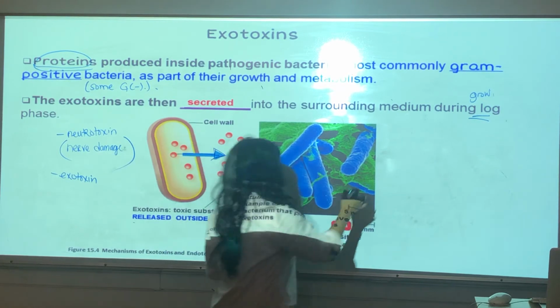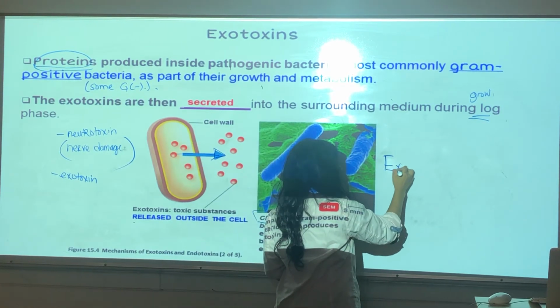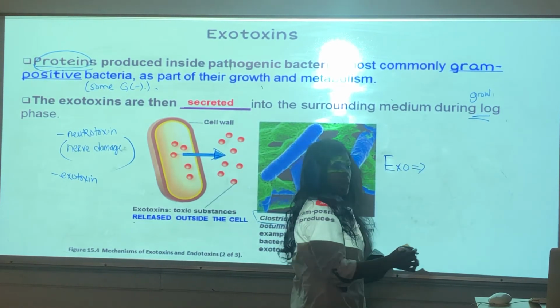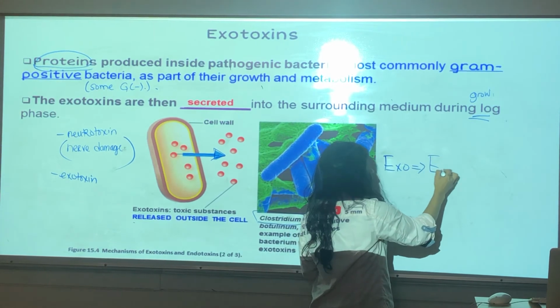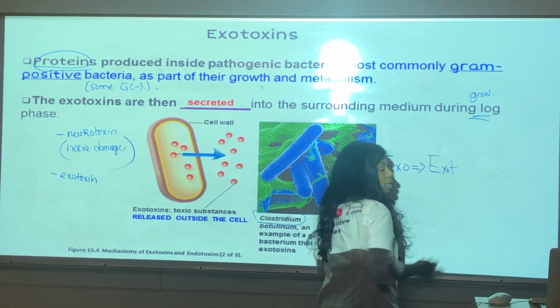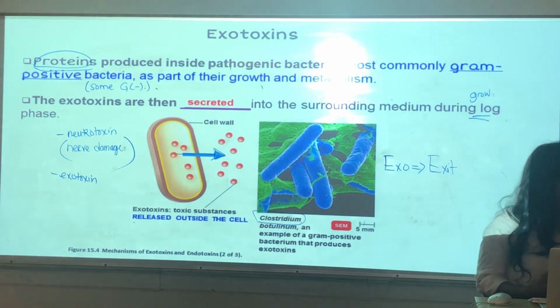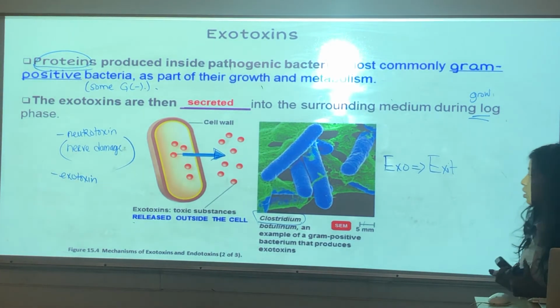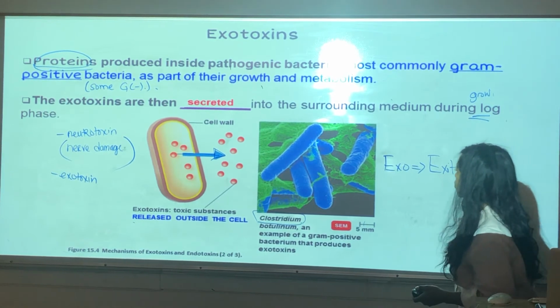Exo, remember, the prefix exo means what? Exo means to exit. So the toxin is exiting, going outside of the cell, secreted outside of the cell. So this is what we are looking at, and we give an example of our gram-positive organisms.